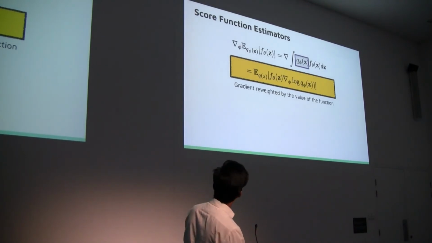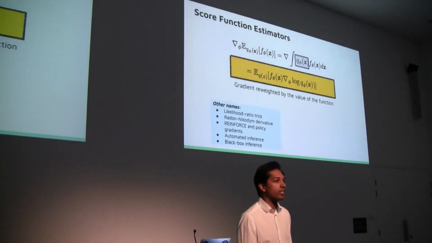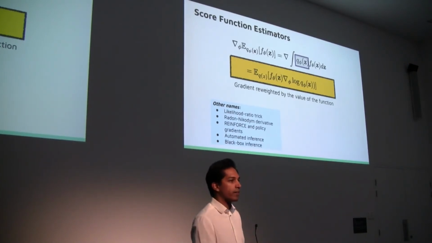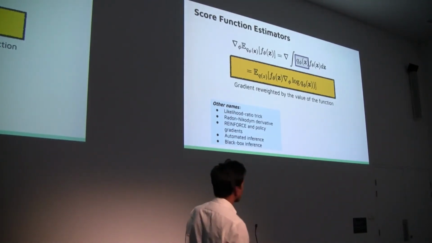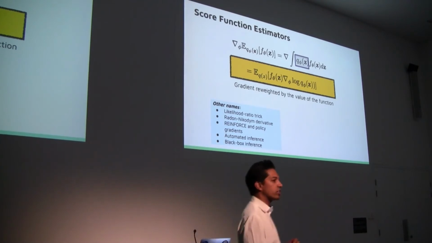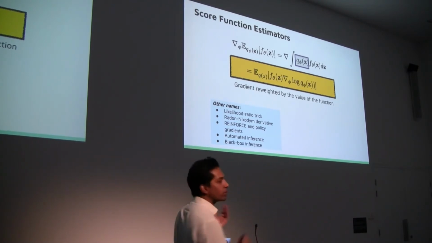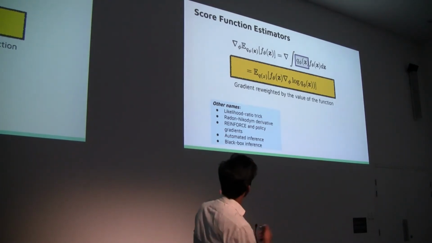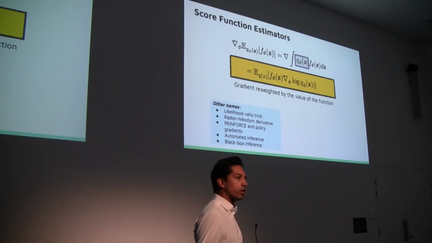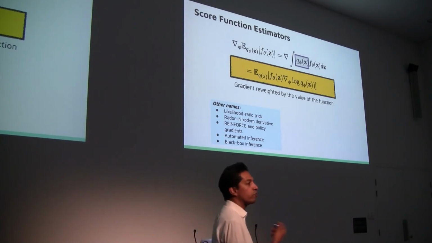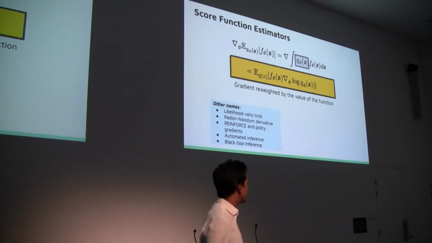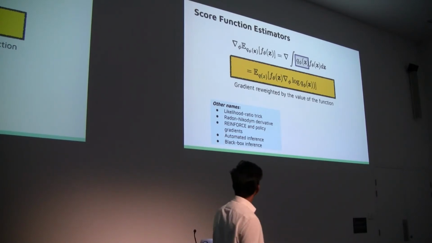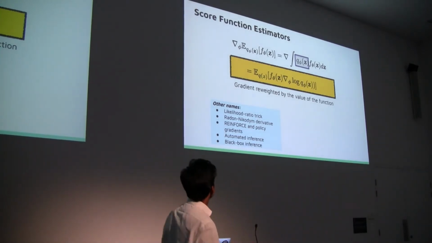But again, I said you'll find this everywhere in machine learning. So in the 80s, when they introduced and developed this kind of estimate, they called this the likelihood ratio trick. I think likelihood ratio is not a great name for this. If you were doing measure theory, you would have seen this as the Radon-Nikodym derivative, which you use to do lots of the proofs. Of course, in reinforcement learning, this is the basis of the REINFORCE algorithm and of the policy gradient theorem. In other areas of probabilistic inference, we call this automated inference and black box inference.